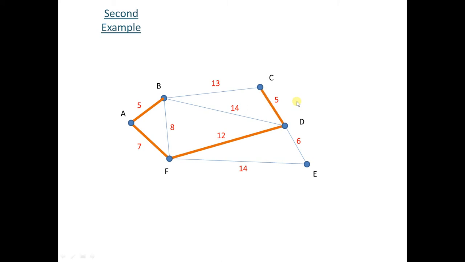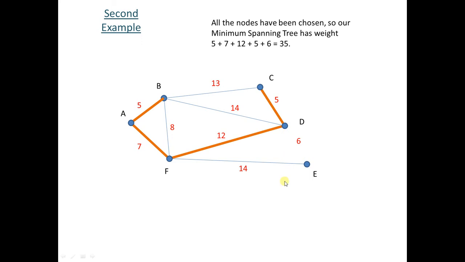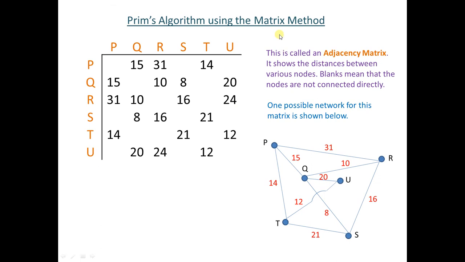C to D. Now look at nodes B, C, D and F. Look at all the arcs coming out of those nodes, and pick the one with the smallest weight, which is this one here, D to E. And now we've chosen all the nodes, and these orangey blue brown lines form part of the minimum spanning tree. And the minimum weight is 35. Just add the weights together. Easy. Right, now let's do the same thing, but using a matrix.